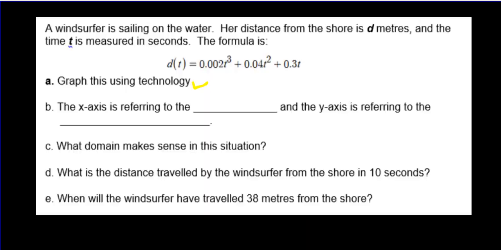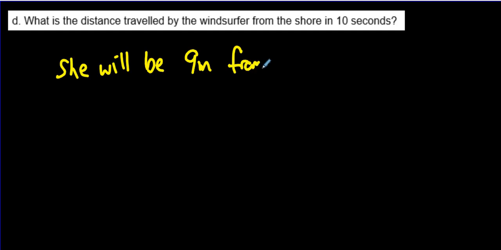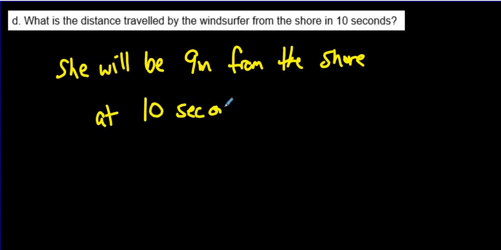Let's go back and see. Yes, it is meters. Okay? So she will be 9 meters from the shore. Again, a word answer. She will be 9 meters from the shore at 10 seconds. What a nice demonstration of a word answer.